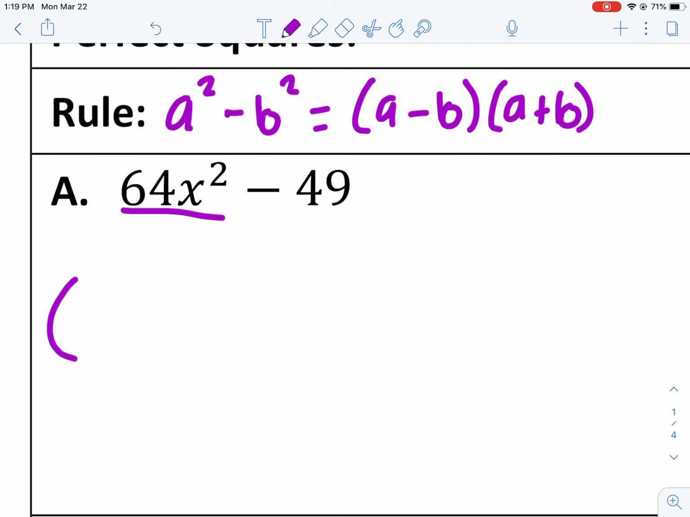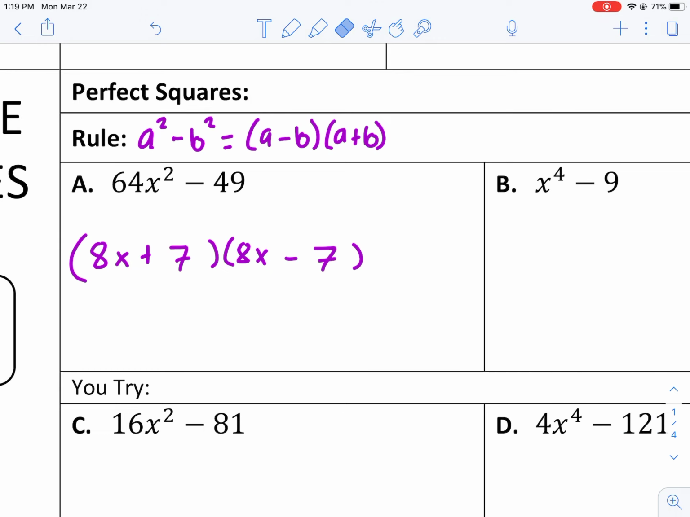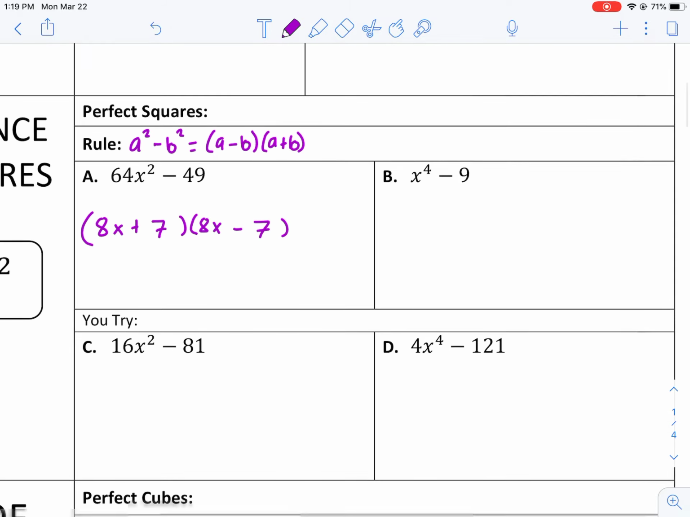And so for this example, we have 64x squared. So what do we want our first two parentheses to be? We want it to be 8x and 8x, because 8 times 8 is 64. And then our b squared is negative 49. So that means we're going to have plus 7 and minus 7, all right? And this works for any time you have two things that are like this. Remember, 1 is a perfect square as well. So like on this example, where you don't have a number out in front, you could just do x squared times x squared. So that's difference of squares.